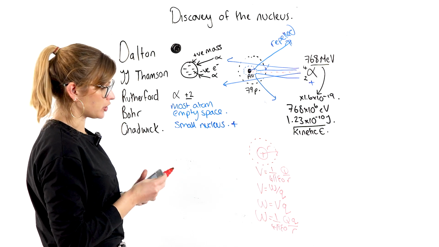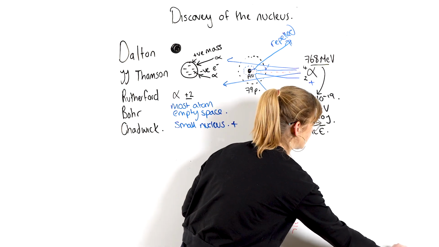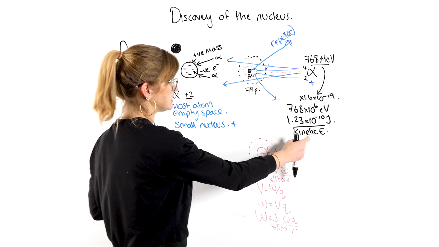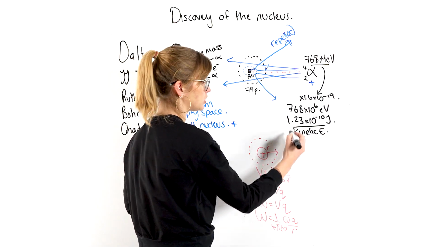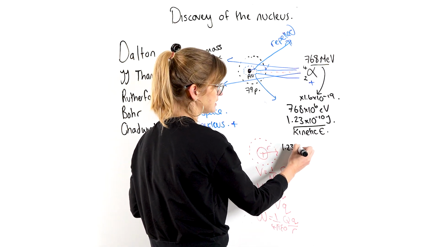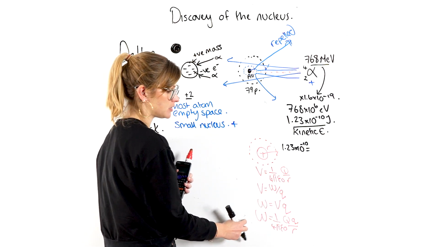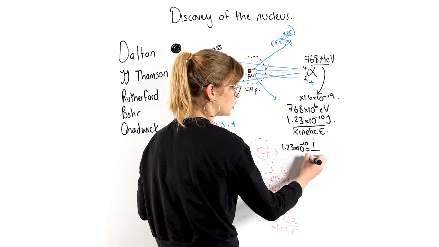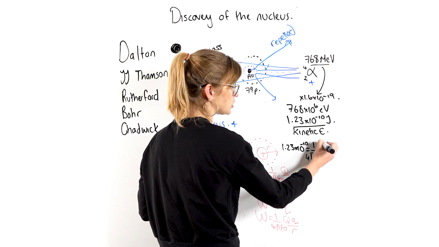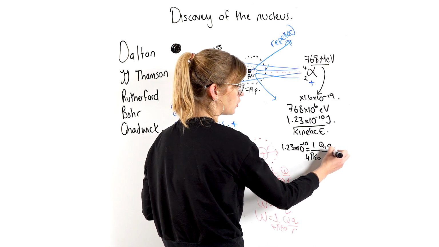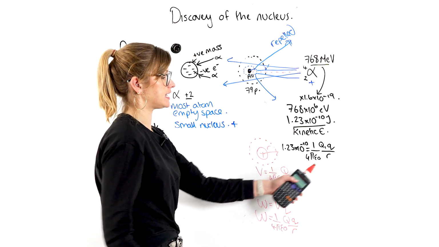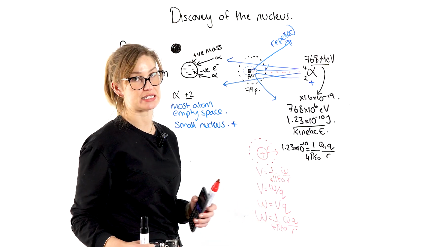So what we can do now is equate them. We can say that our energy, which is 1.23 times 10 to the negative 10, goes all into that energy because of repulsion. So it goes into 1 over 4 pi epsilon naught Q1 Q2 over R. And that R again is our approximation for that nuclear radius.